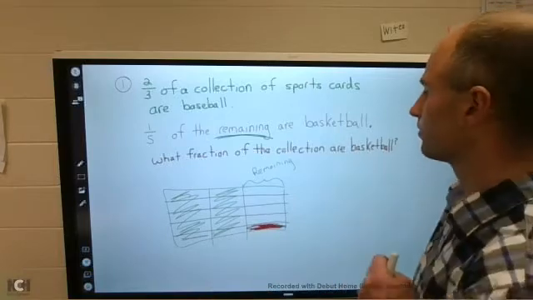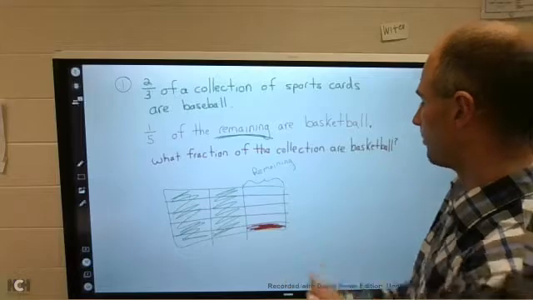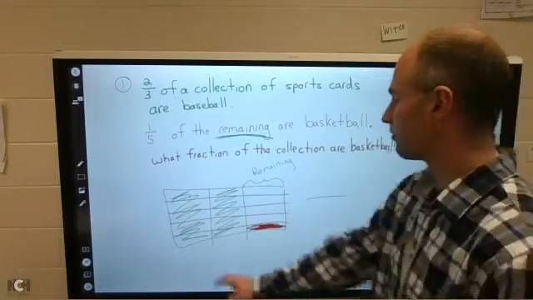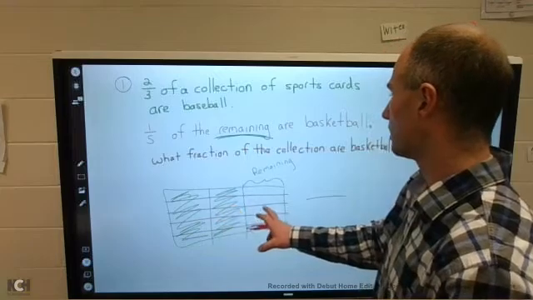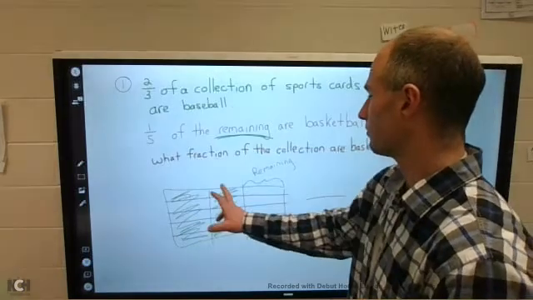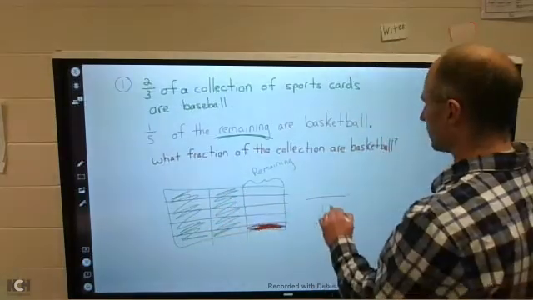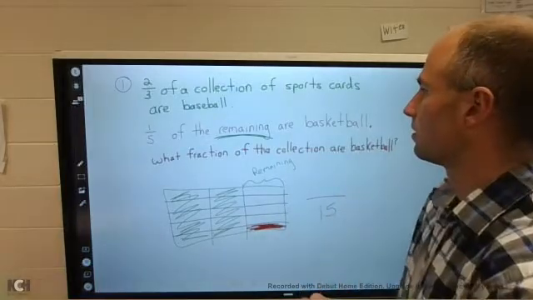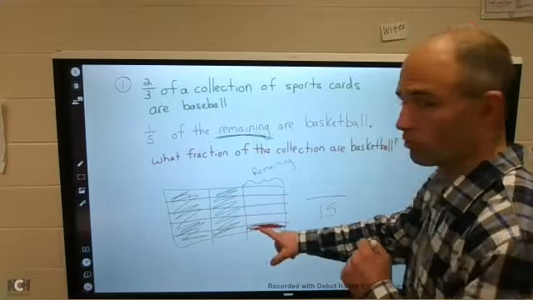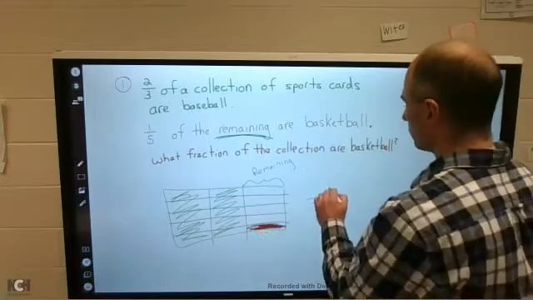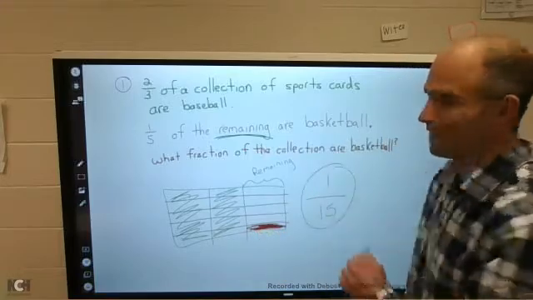Just kidding. Okay. Now, my denominator is based off of 1, 2, 3, 4, 5, 6, 7, 8, 9, 10, 11, 12, 13, 14, 15. 15 is my denominator. And 1/5 is only one of them. So 1/15 is my answer.